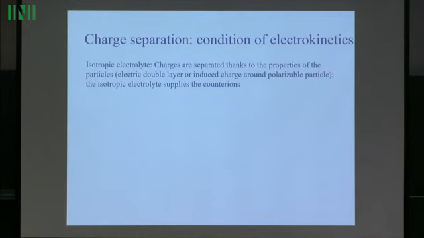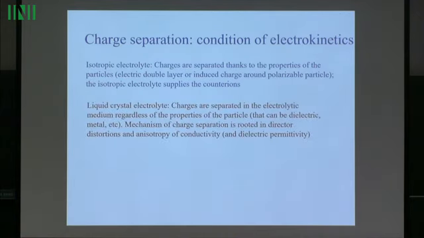To have electrophoresis, you should separate the charges in space. If they're close to each other, the electric field acts on them like on an electrically neutral system. There is no force in either direction. And in the case of isotropic electrolytes, the separation of charges occurs because of the properties of the particles. They have polar groups that dissociate in water, and that is how you separate the charges.